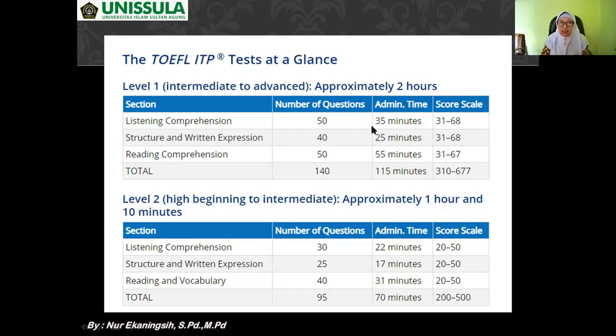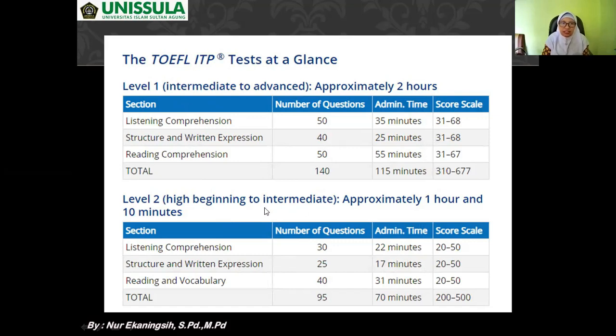On the highest level, you will be tested for approximately 2 hours. Oke, jadi dalam jangka waktunya 2 jam kalau ujiannya intermediate to advanced. Okay, related to the listening comprehension here, there are about 50 questions. Pertanyaannya sudah 50. And then, how about the time? You must finish the test in about 35 minutes. Okay, this is for level 1 ITP, intermediate to advanced.